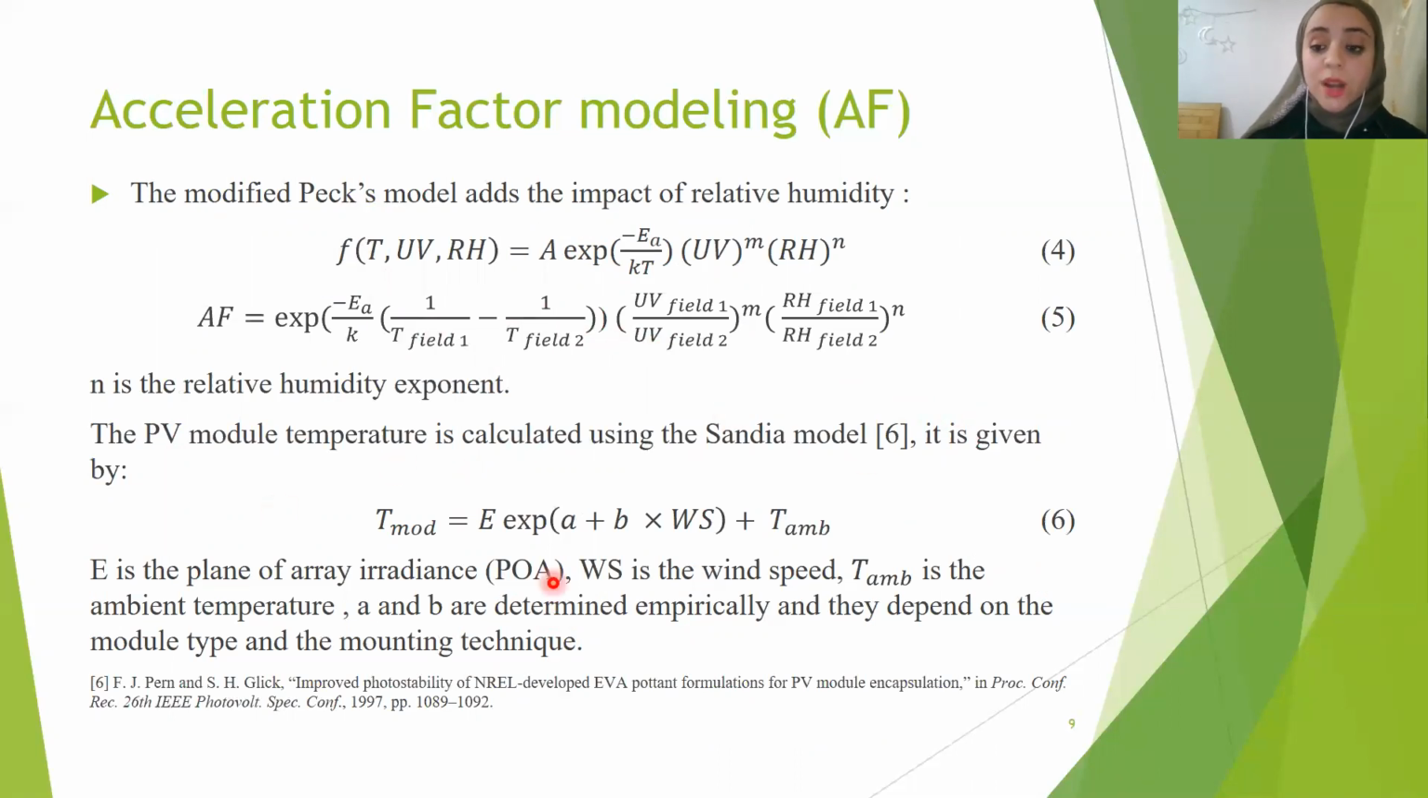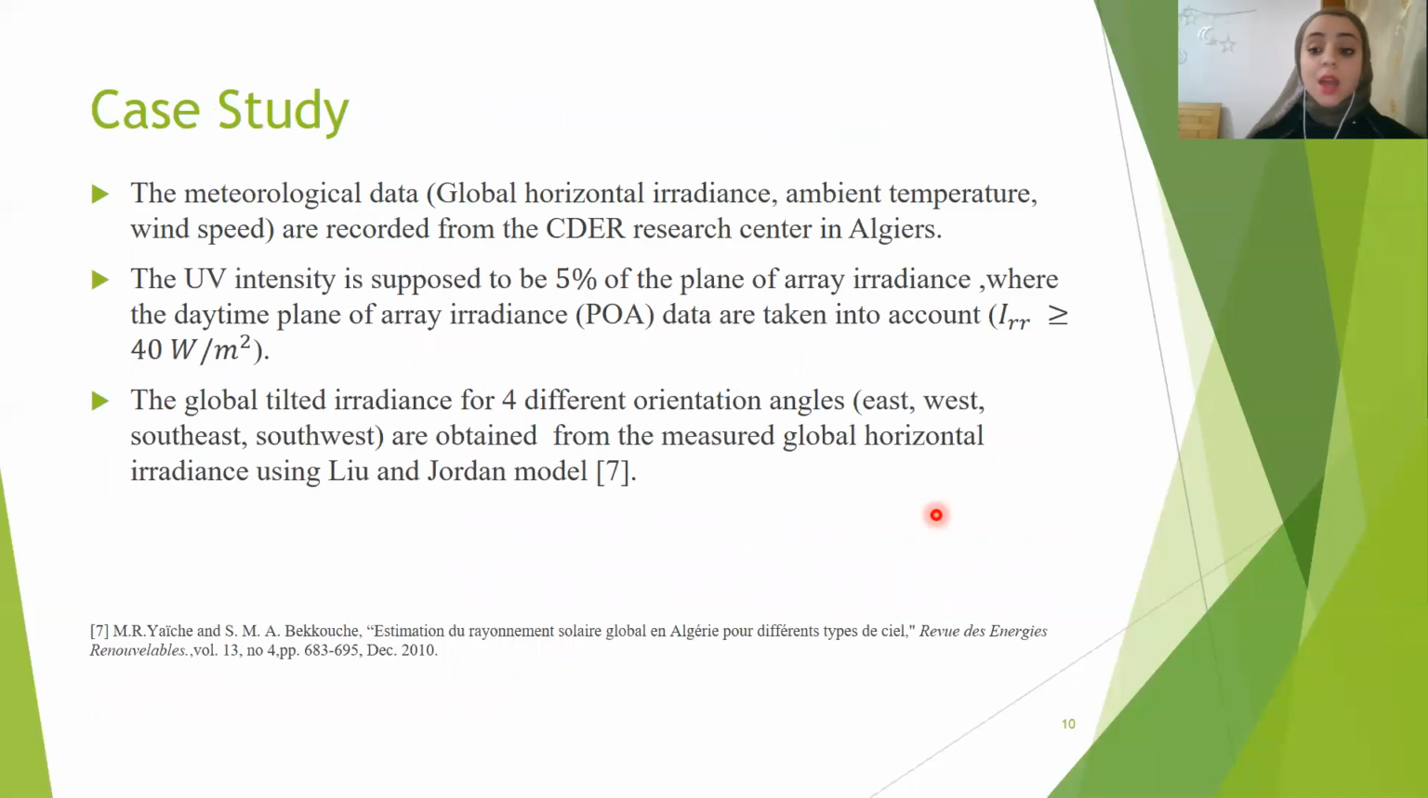To calculate the module temperature, there is the Sandia model, which depends on the plane of array irradiance, constant wind speed, and ambient temperature. The meteorological data are recorded from the CDER Research Center in Algiers. The UV intensity is supposed to be 5% of the plane of array irradiance, where only the daytime data are taken into account, that is when the irradiance is higher than 40 watts per meter squared.